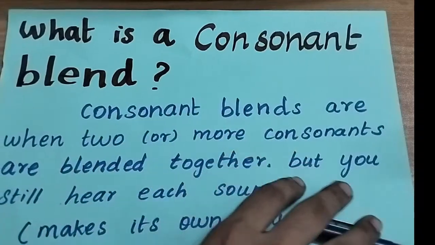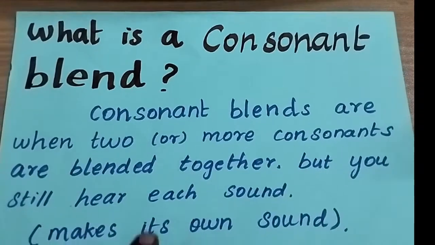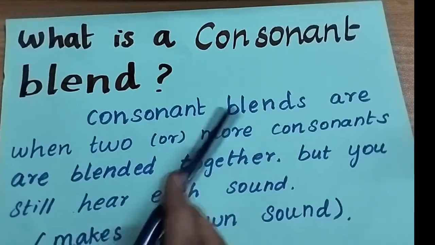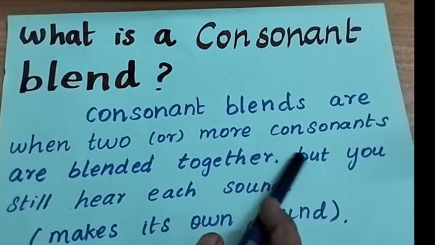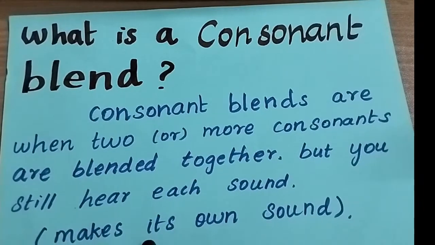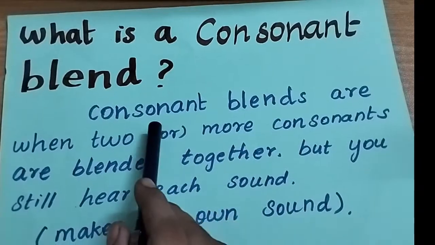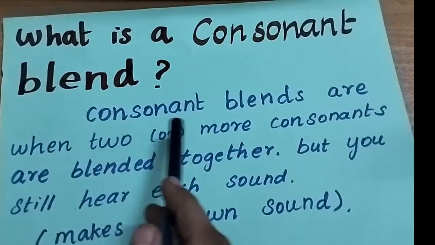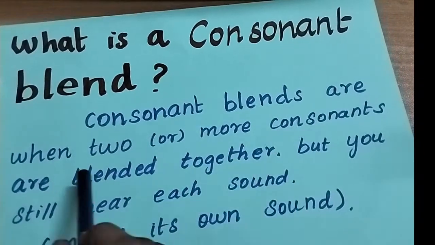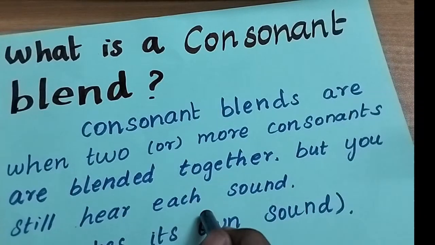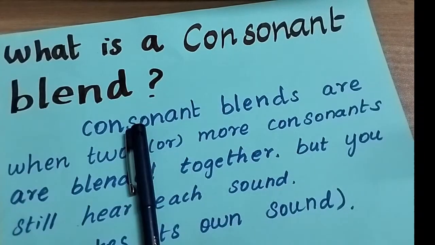A consonant blend is nothing but words in which two or more consonants are blended together, but you still hear each sound. That is, each letter makes its own sound. Consonant blends are when two or more consonants are blended together, but you still hear each sound.